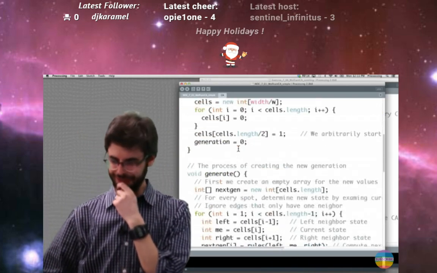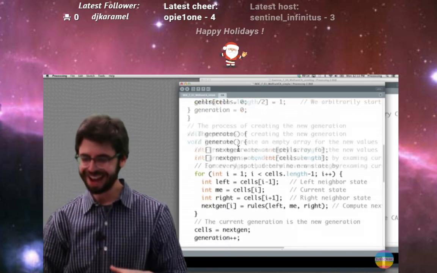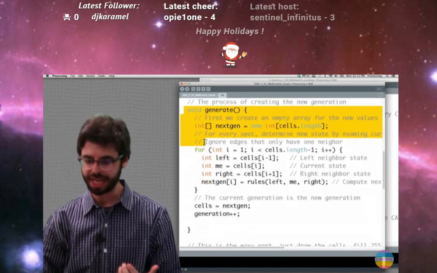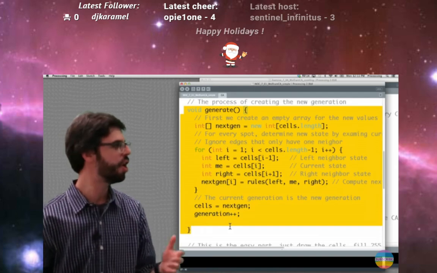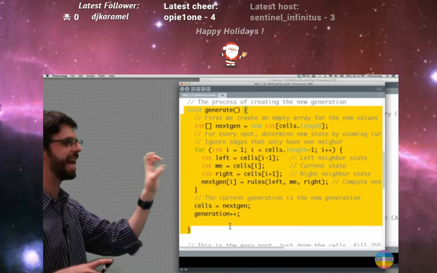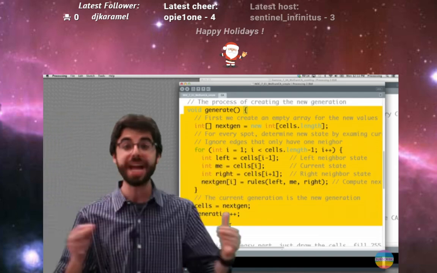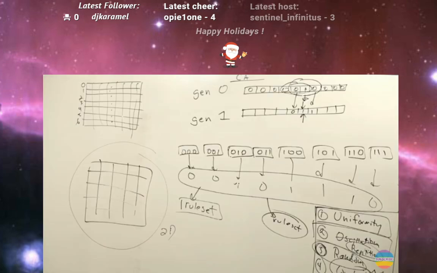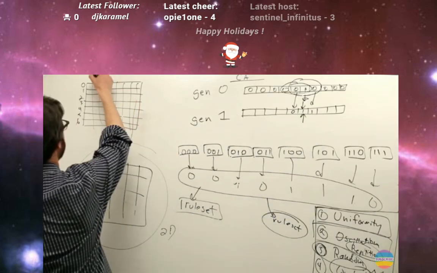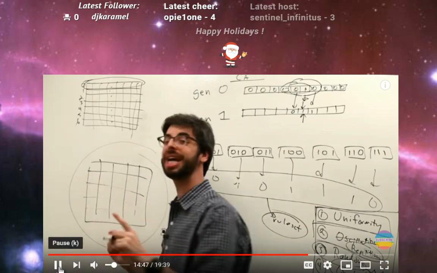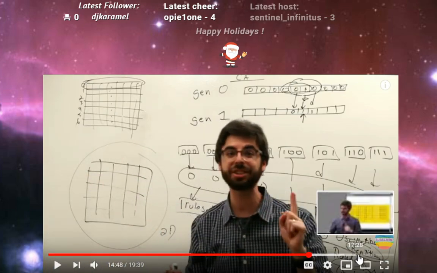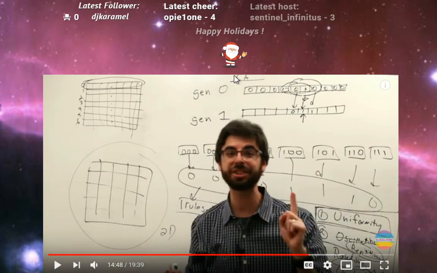This is not my best video, but I'm going to keep going. This function here, generate, is the key function for how we get the next generation. If we have an array of cells, what do we need to do to get the next? I want to avoid getting into programming, because that's a whole different subject matter.